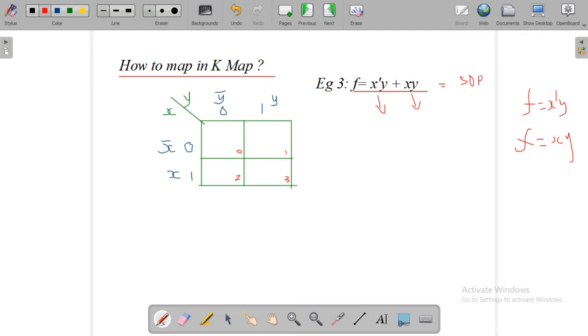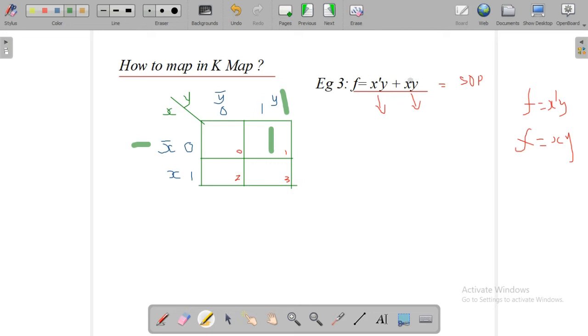So you know how to map the values also. Here x dash y is the first one. So x dash is this row, and y is this column. We just have to consider x dash y here and fill 1. If it is SOP, we should fill the value 1 in the corresponding min terms. So this is over.